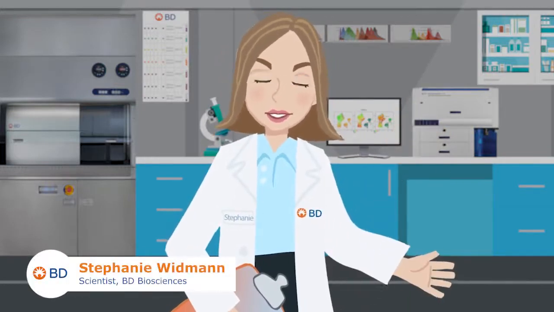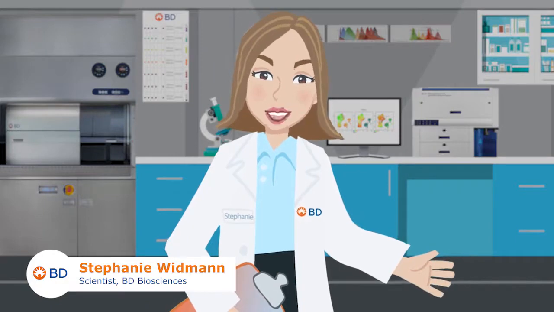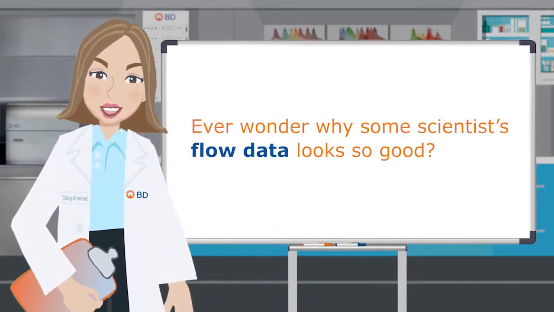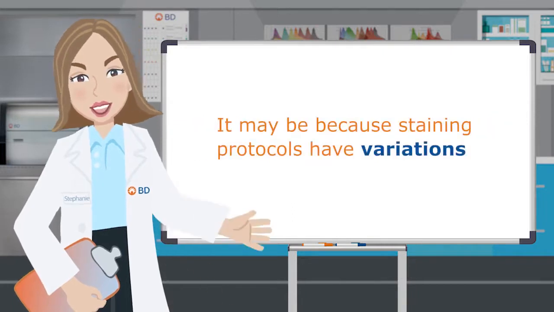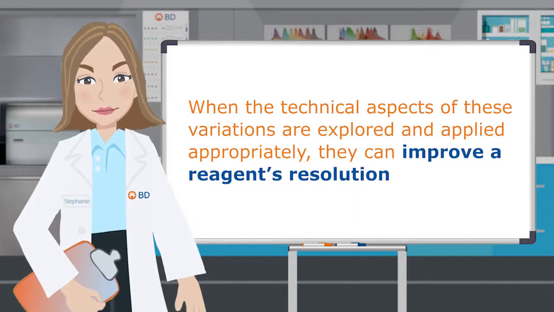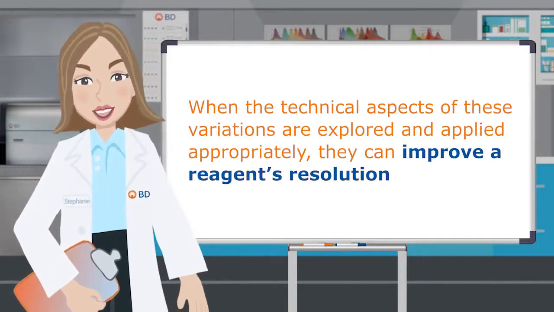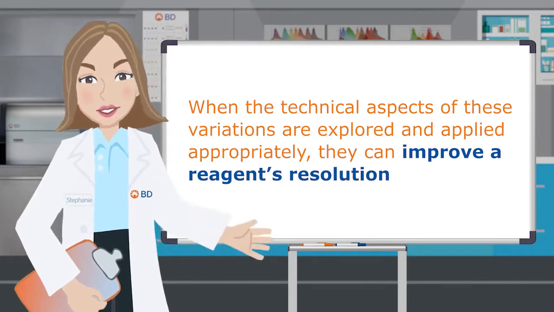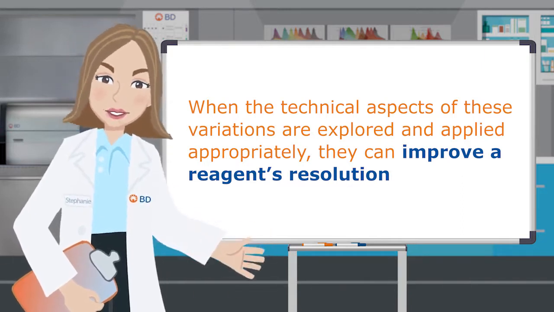Today I'll be showing you some practical staining strategies for improving your marker's resolution. Ever wonder why some scientists' flow data look so good? It may be because staining protocols have variations. When the technical aspects of these variations are explored and applied appropriately, they can improve a reagent's resolution, resulting in better resolution of your populations of interest.